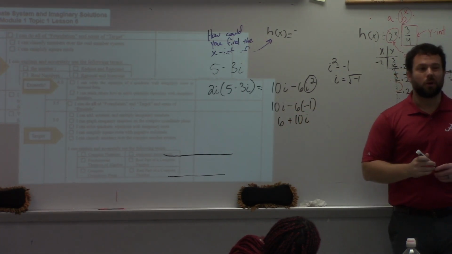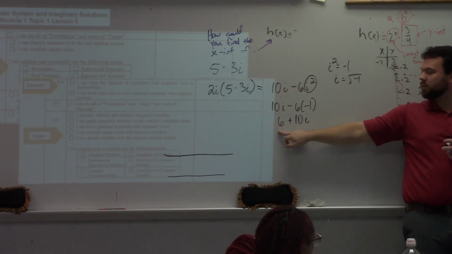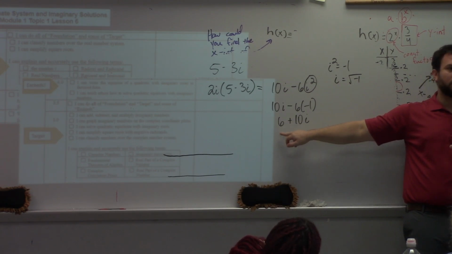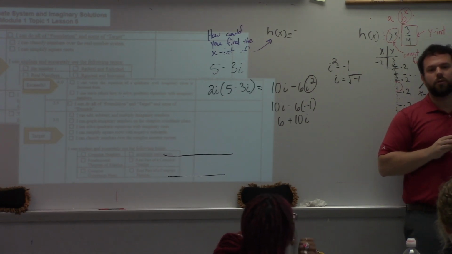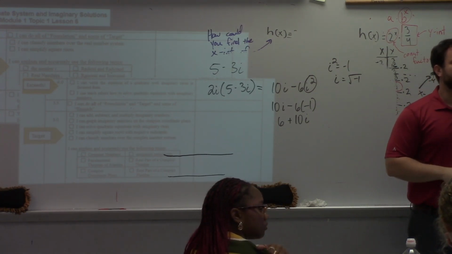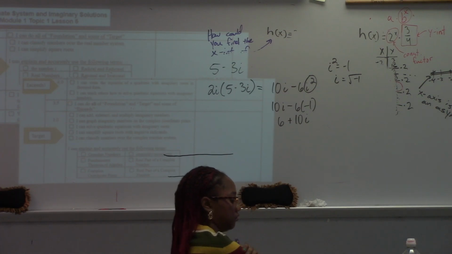Remember, we always put our real part first and then our imaginary, so the real part of that number is actually 6, the imaginary part is 10i. So make sure you simplify your numbers before you try to do anything else, right? So before you try to classify or anything like that, make sure you simplify your numbers.